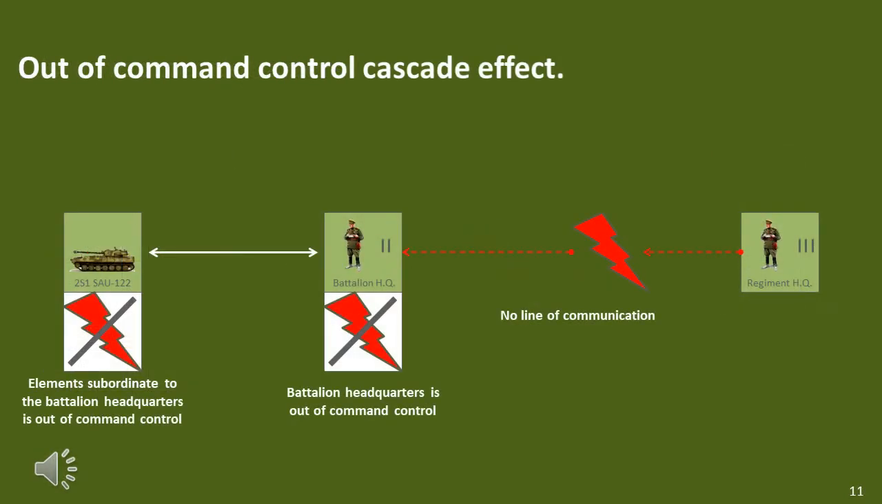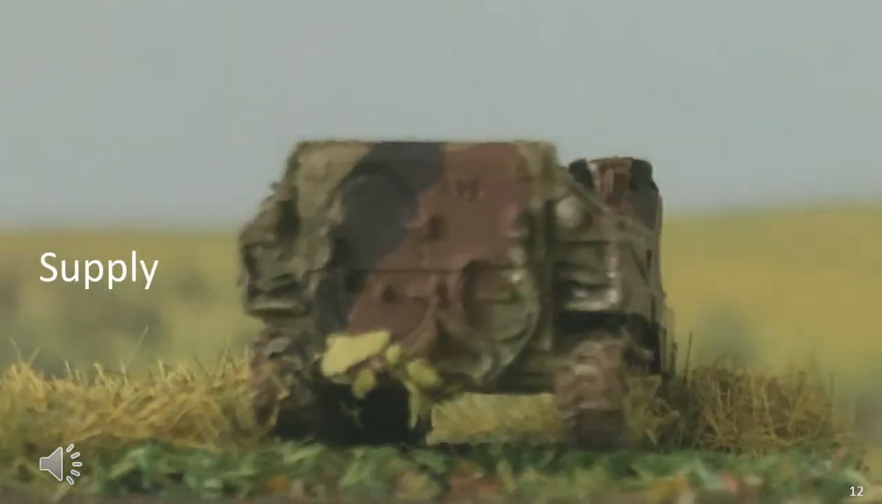An element which can trace a line of communication to its commanding headquarters, which in turn is out of command control, is also out of command control. The loss of a regiment or brigade headquarters would be catastrophic. We will now cover supply.